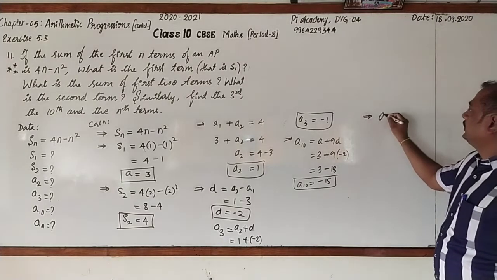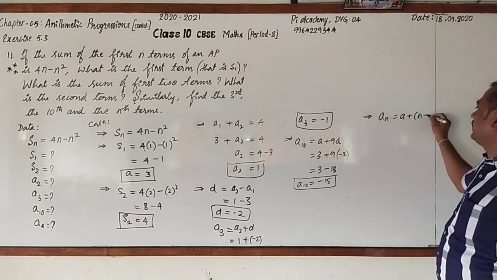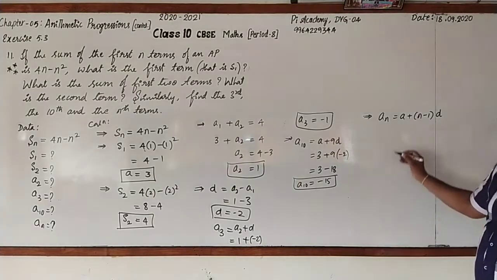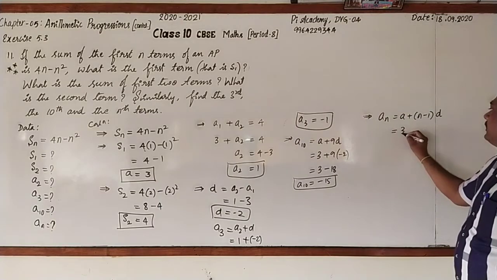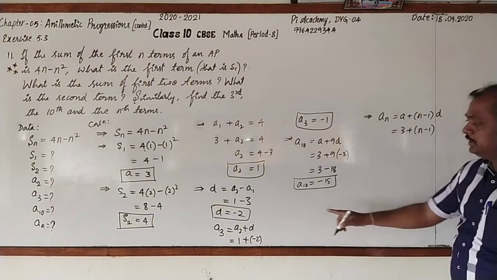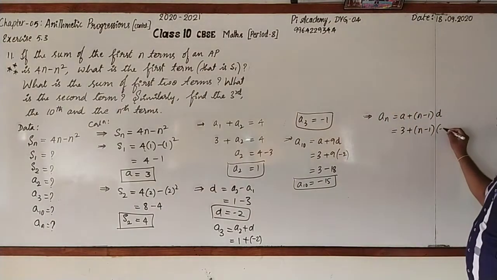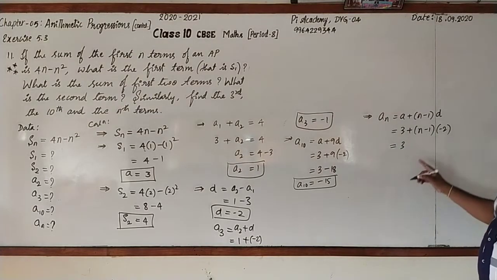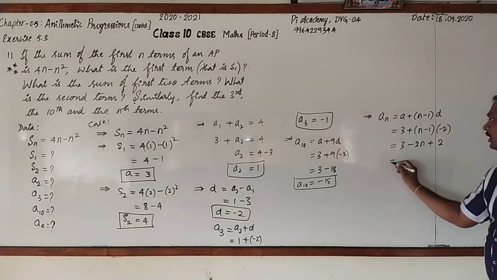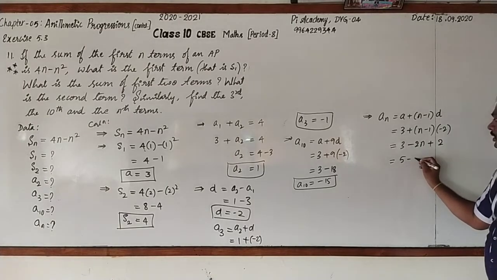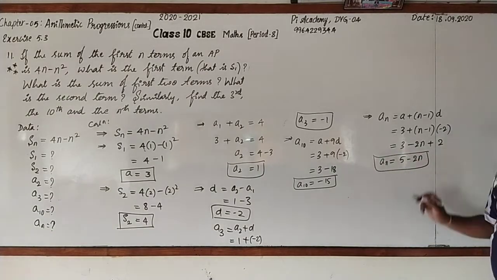This is the 10th term. After finding the 10th term, next we should find the nth term. Here I write, An is equal to A plus (n minus 1) into D. This is the nth term, where A is 3 plus (n minus 1) into D, the common difference, minus 2. Multiply minus 2 with both the terms. Minus 2 into n, minus 2n. Minus 2 into minus 1, minus into minus is plus, 2 ones are 2. Now 3 plus 2 is 5. 5 minus 2n. An is 5 minus 2n.